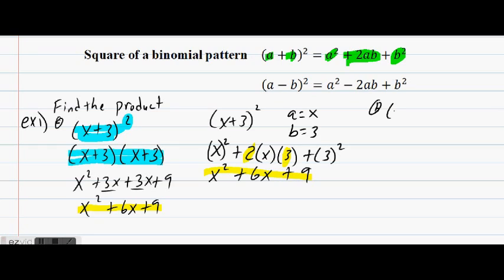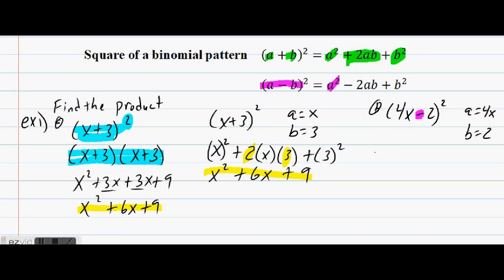Here's another one. 4x minus 2 squared. In this case, it's a minus, so I'm going to look at that bottom pattern. Same thing: A is equal to 4x, b is equal to 2. Don't put negative 2, just look at the numbers, or whatever's sitting there where b should be. Then the pattern says a squared. Whatever a is, so I'm writing down 4x squared.